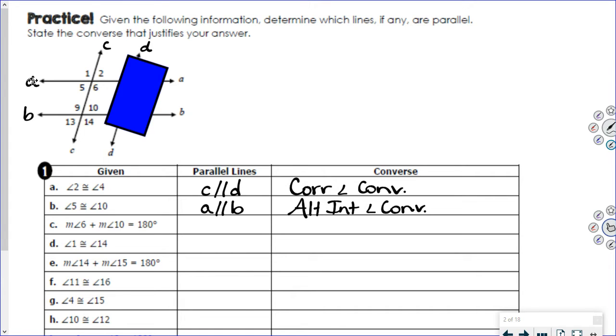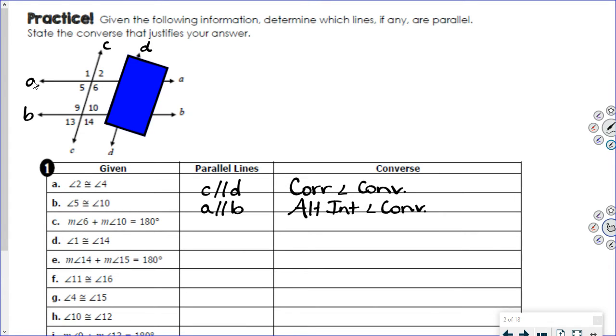Those are consecutive interior. They're supposed to be 180, which they are, so we can look at that and verify that that is true. So by the consecutive interior angle converse, we again could say lines A and B are parallel.